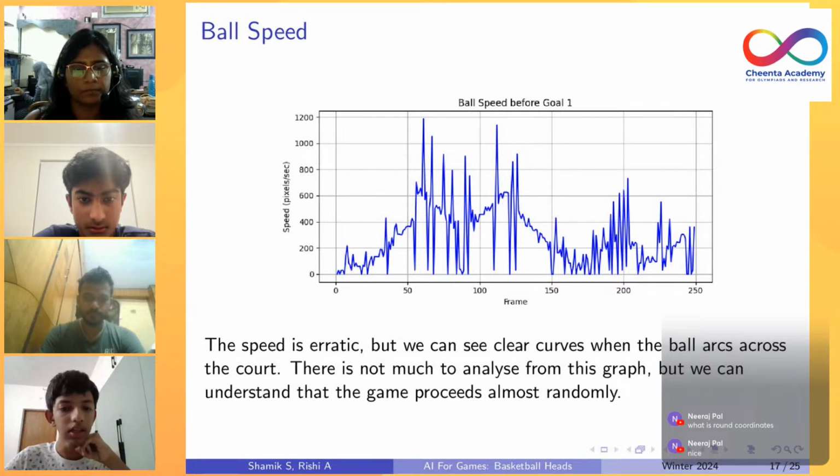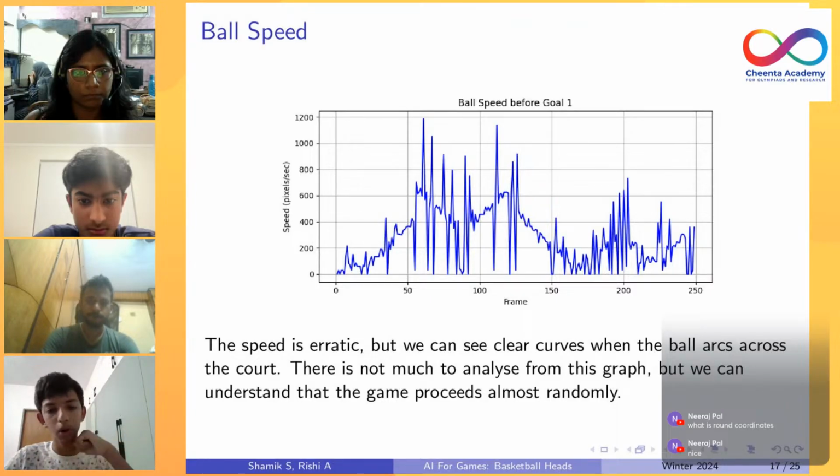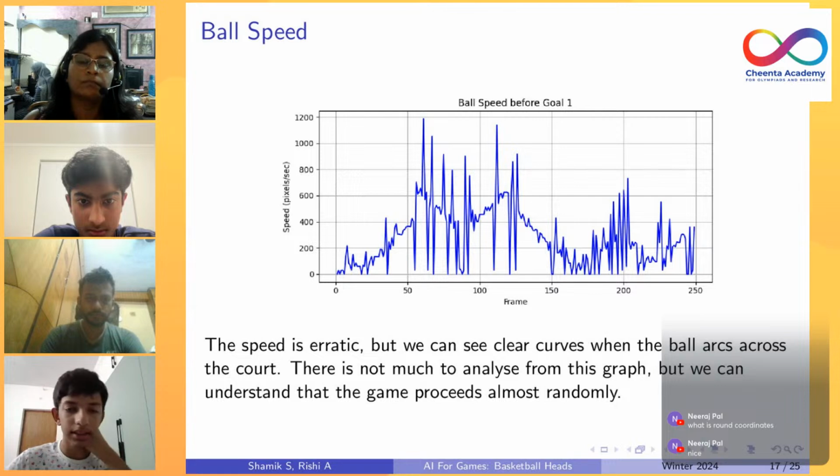As mentioned earlier, we also worked on detecting ball speed. Here you can see, before goal one of one of our rounds, the frame is on the x-axis, time, while speed is on the y-axis. The speed is erratic; it varies a lot, but you can kind of see the arcs as the ball moves across the court. There's not much to analyze from this graph, but we understood that the speed can vary randomly as the game also proceeds randomly.